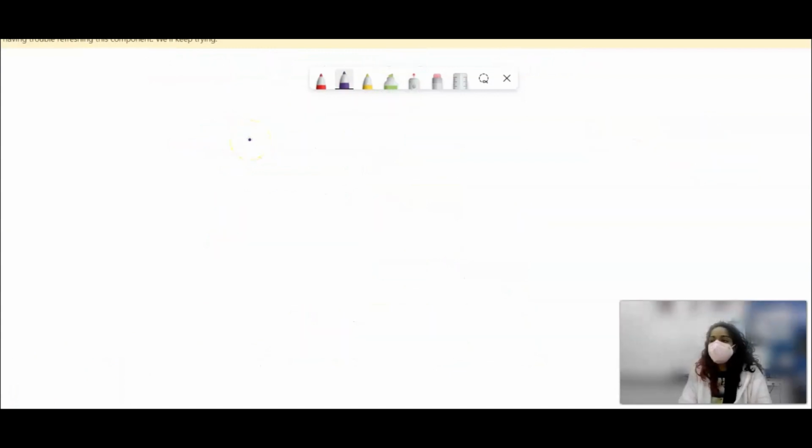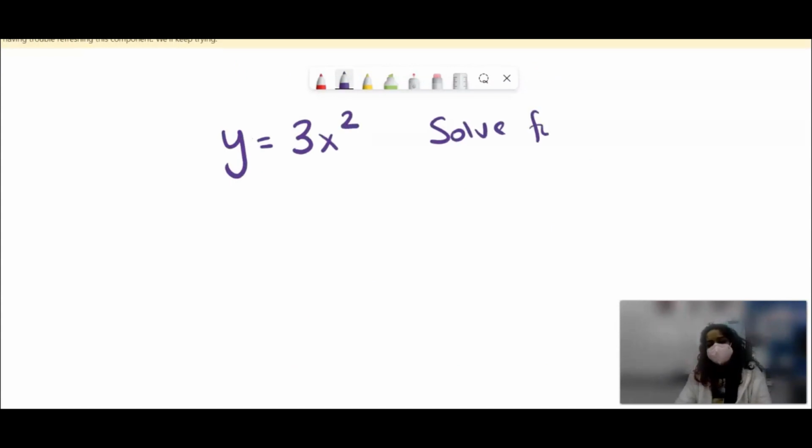Okay, just a final reminder about how we're going to deal with this. All right, can you guys look at this one? I want to solve for x. What's happening to x? It's being multiplied, and what else? Exponent. It's being squared. So I'm going to have to undo both of those things.